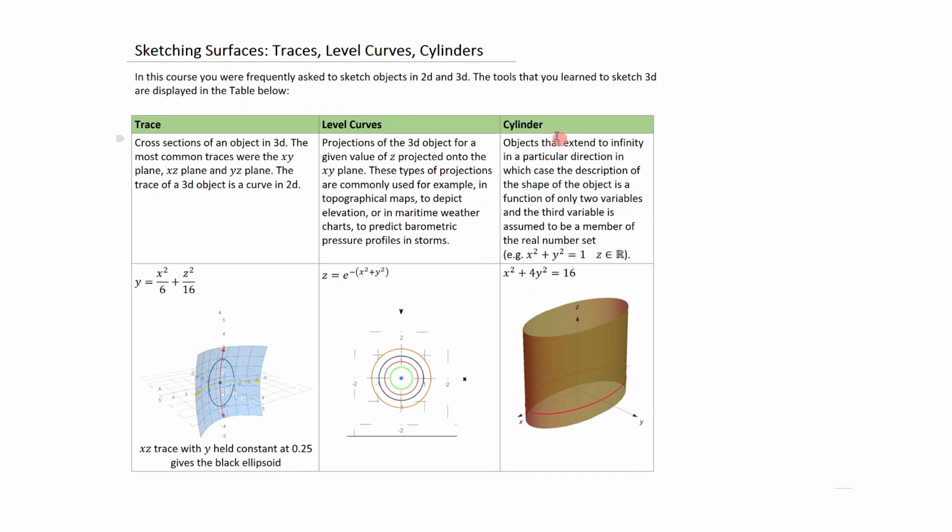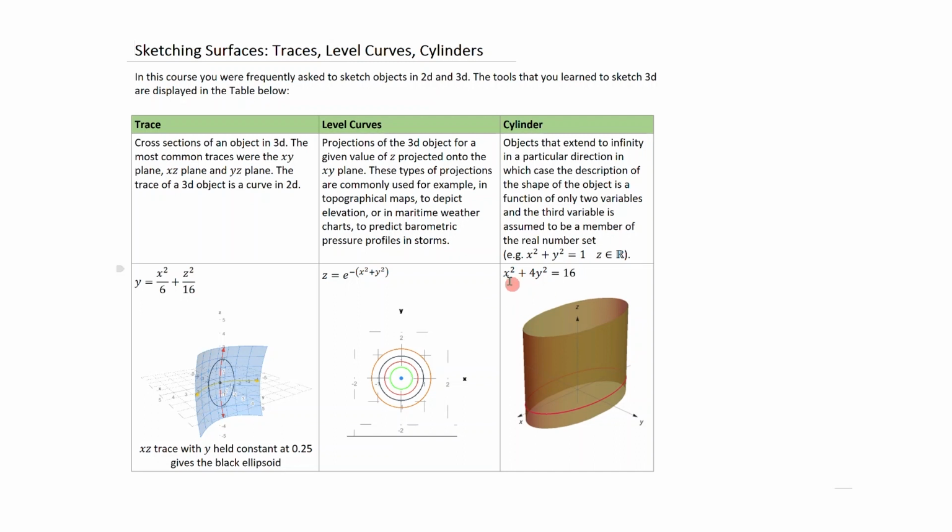All right, last is what we meant by cylinders, and these are objects that extend to infinity in a particular direction, in which case the description of the shape of the object is a function of only two variables, and the third variable is assumed to be a member of the real number set. So for example, if I wrote x squared plus y squared equals 1, it would imply that z is an element of R if I know that this is in fact a 3D object.